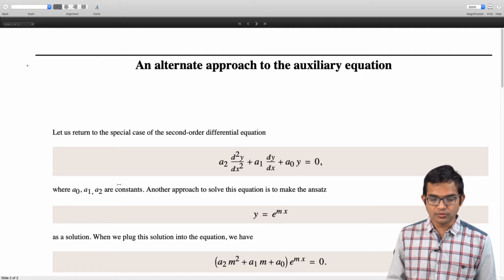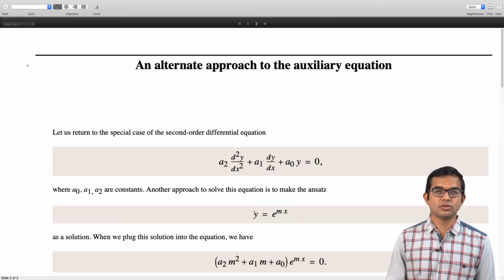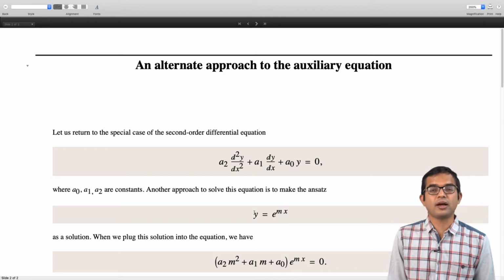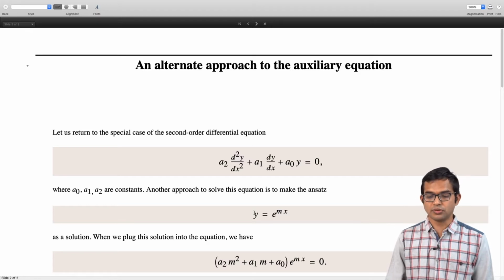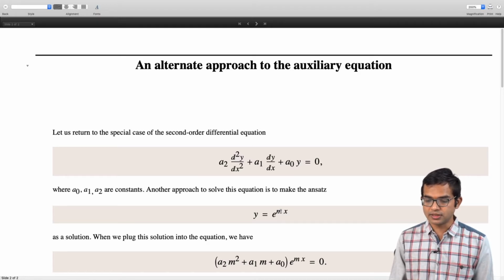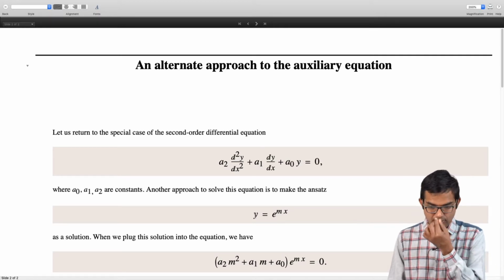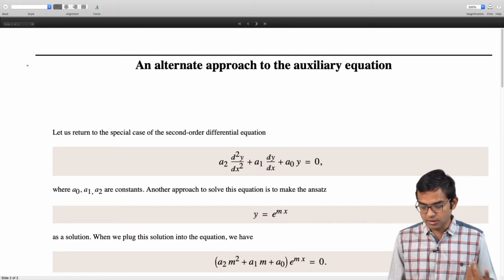So another way of thinking about this is to start with the differential equation and make an ansatz. You make a guess for the solution, and you say, suppose y is equal to e to the mx is a solution for this problem. Can we find an m such that y equal to e to the mx is a solution for this differential equation? If you do this, then when you take a first derivative, you get just m times y, and when you take a second derivative, you get m squared times the same y, or e to the mx.